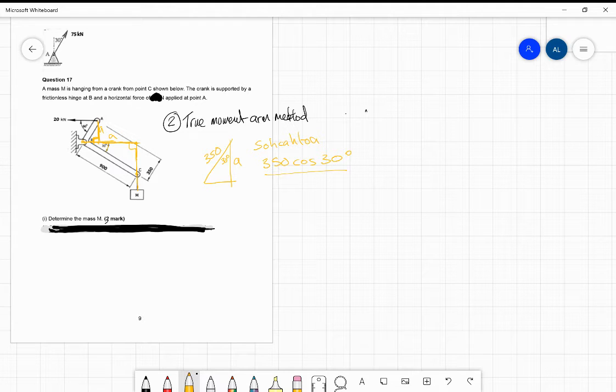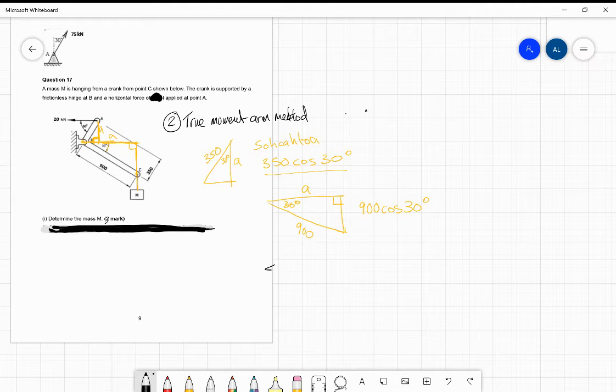And for our other triangle, we have 30 degrees here. We have the adjacent length that we want to find, and we have our hypotenuse length of 900. Again, it's adjacent over hypotenuse, so 900 cos 30 degrees. So we have our new true moment arms, which means we now just use the same method as before.